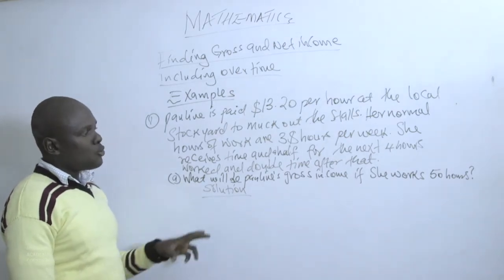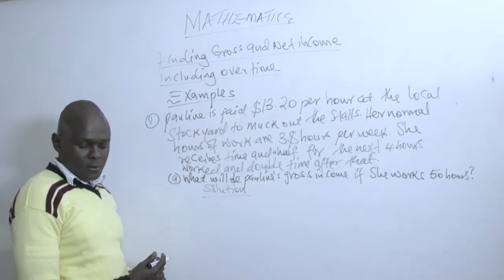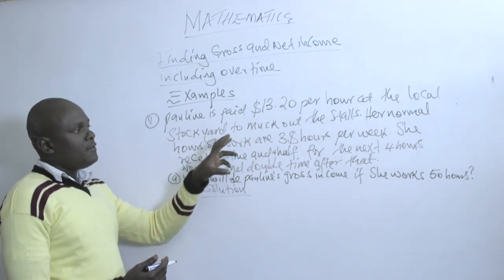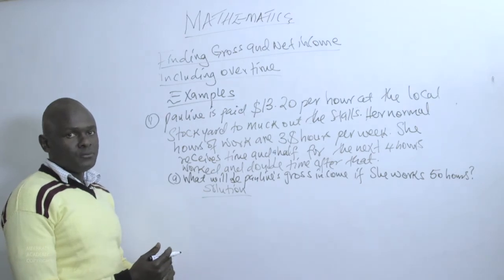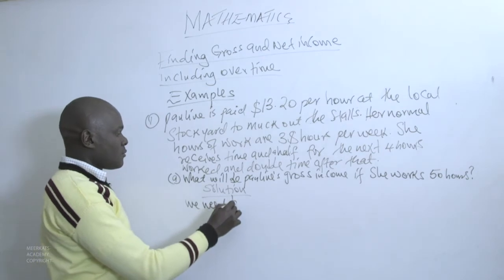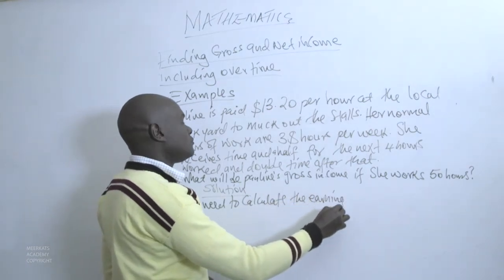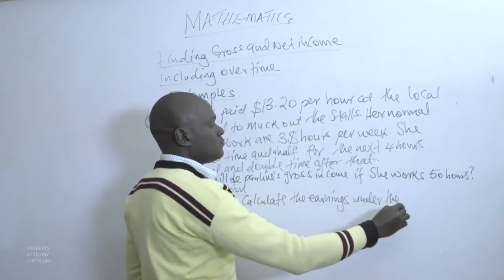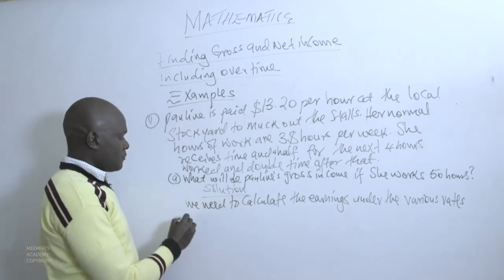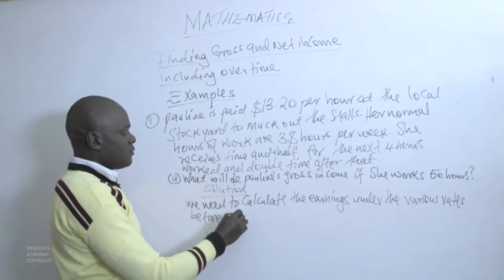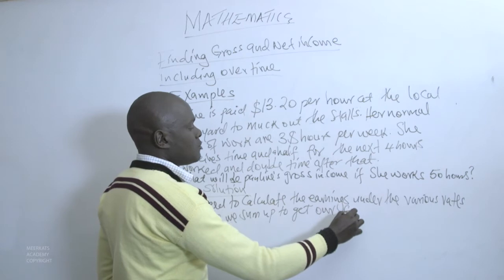For us to get her gross income for the 50 hours, we need to calculate the earnings under the various rates that we have before we sum up to get our gross income.